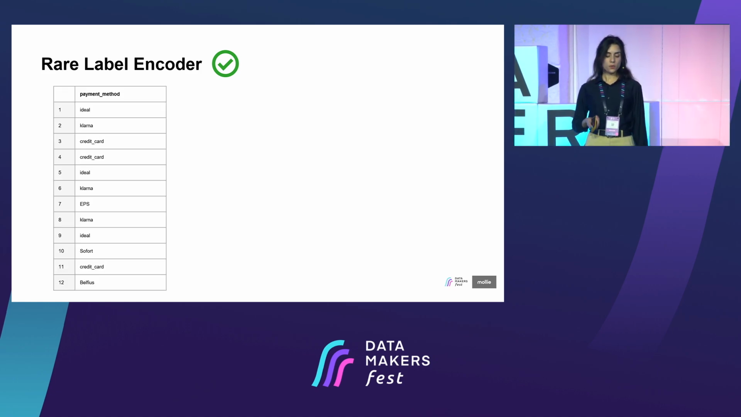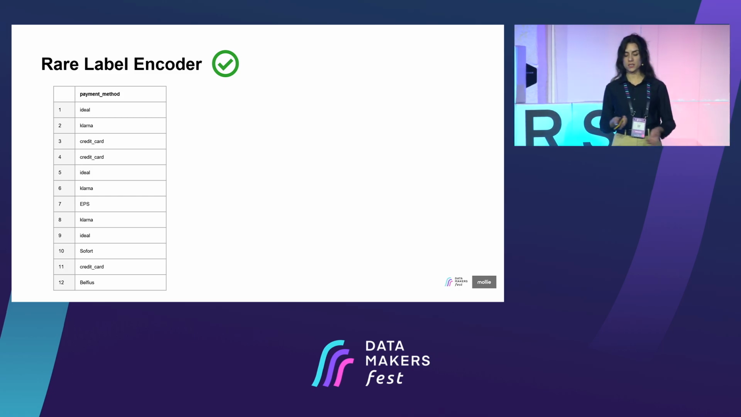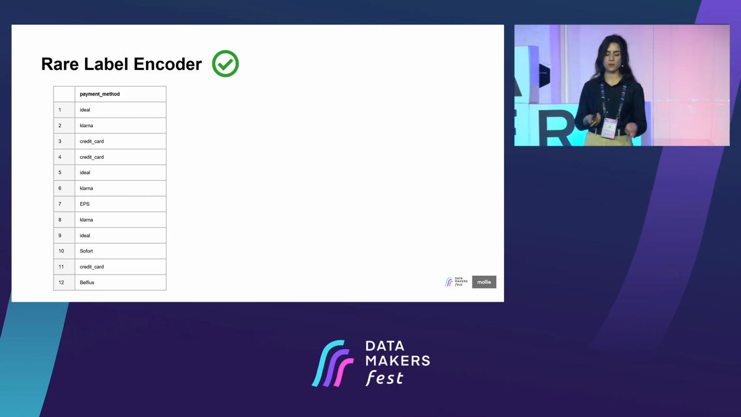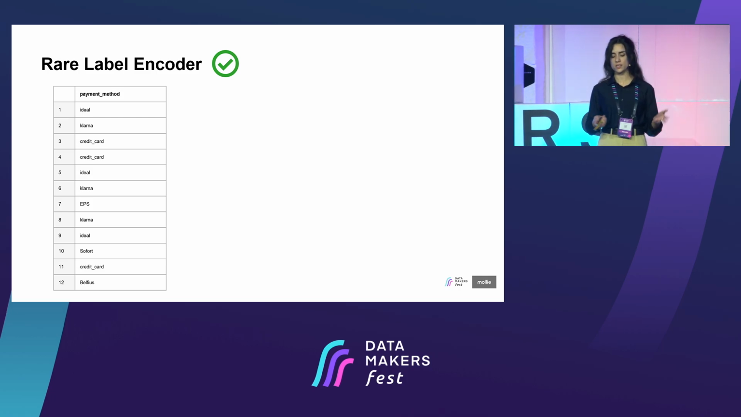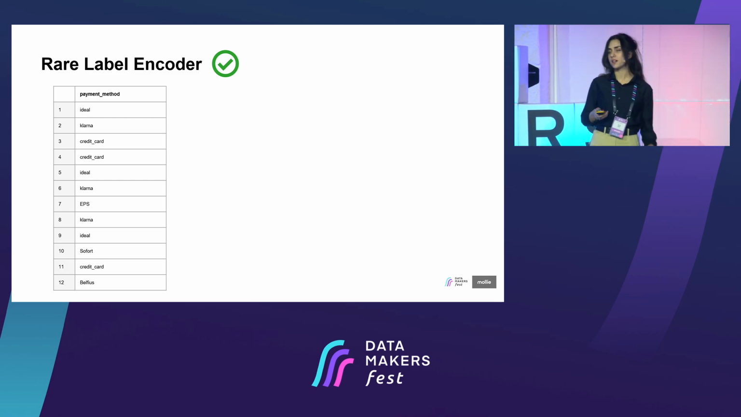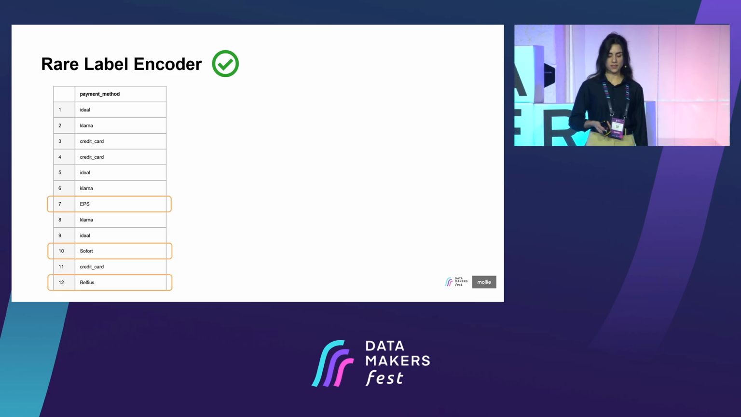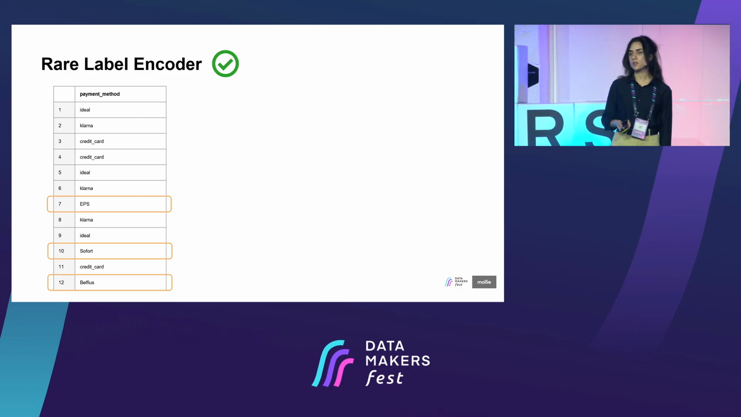Here we have an example of data that shows payment methods. All of these that you see here are different payment methods. Some of them are international, some of them are specific to different countries. We see some repetition, like iDEAL, credit cards, Klarna. They repeat themselves within the data. But there are a couple of examples, like this tree, that we only see once.